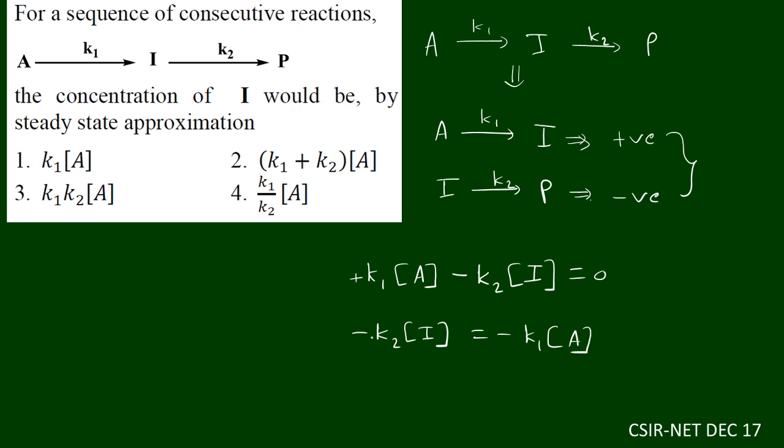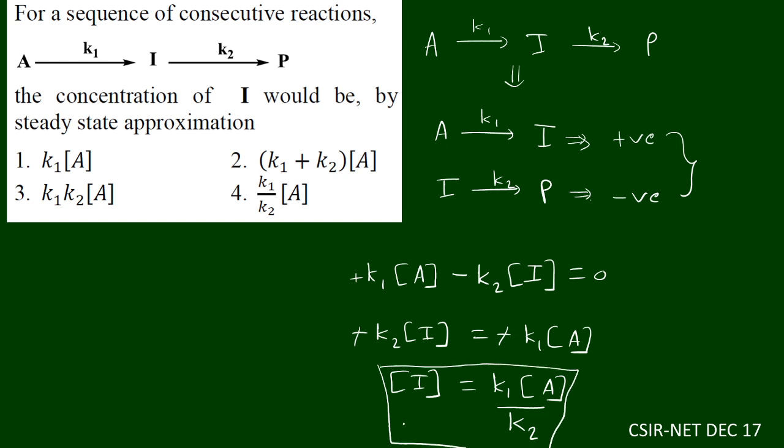Both sides are negative, so we cancel them. Therefore the concentration of intermediate is equal to K1 into the concentration of reactant A upon K2. This is the concentration of intermediate we got by steady state approximation. Therefore our correct option, the fourth option, is the correct option.